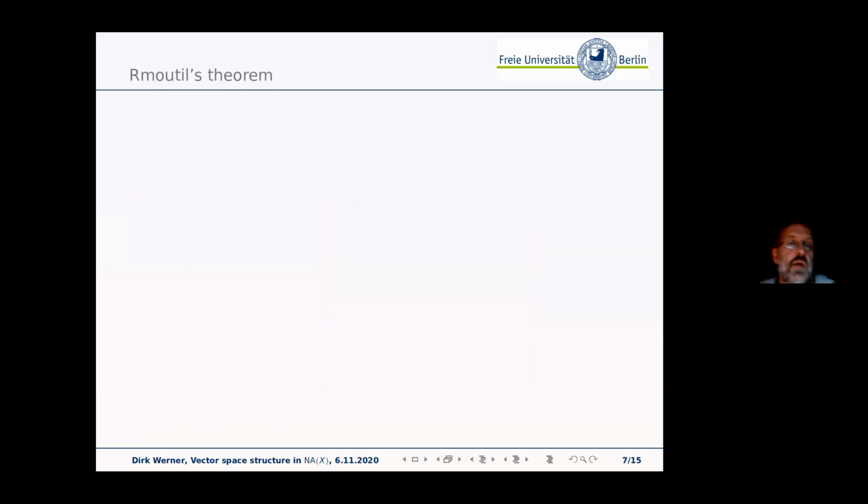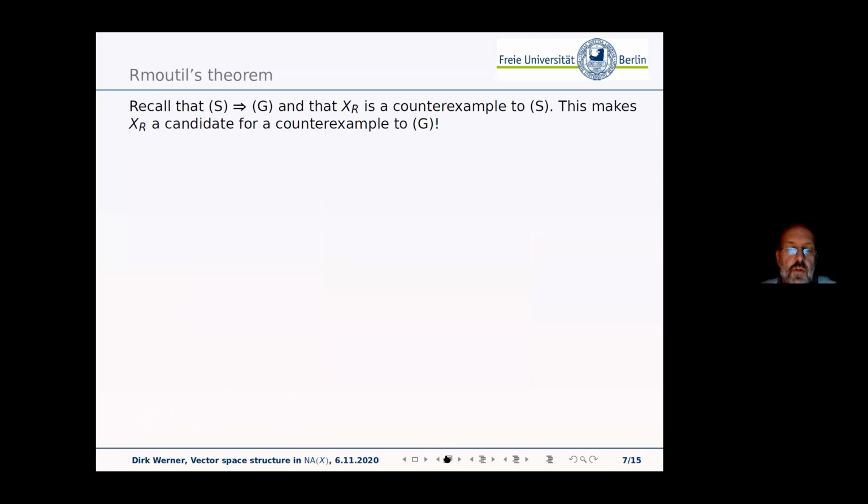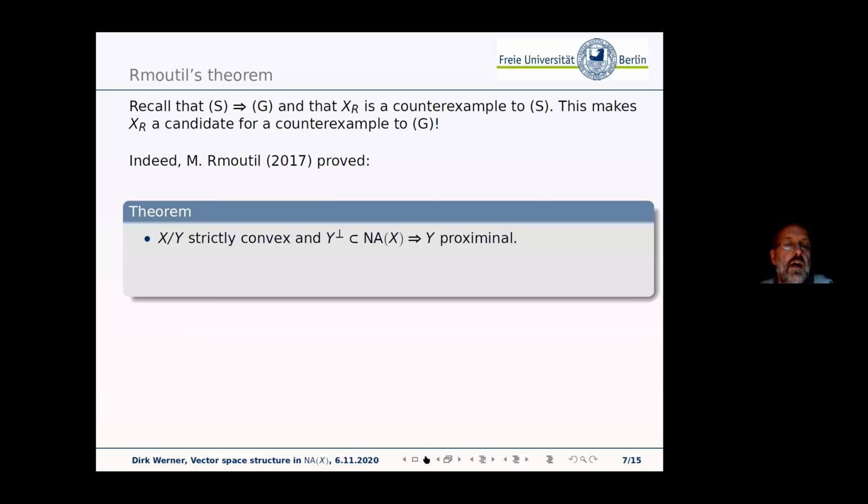One of them is Martin Rmoutil from Prague. Remember that a positive solution to S would give a positive solution to G, but we have a counterexample to S. So this might or might not be a counterexample to G. Martin worked on that, and he proved the following results. Remember that for a finite codimensional proximal space, the annihilator consists of norm-attaining functionals. But the converse is not true in general. However, if the quotient space X mod Y is strictly convex, then this converse is true.